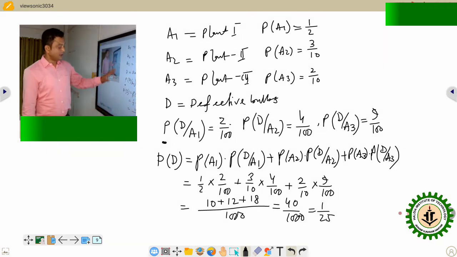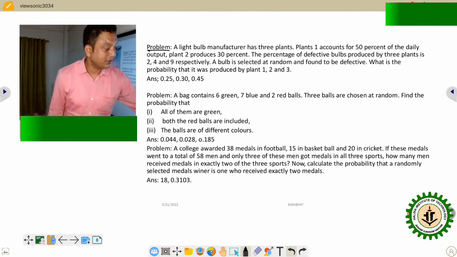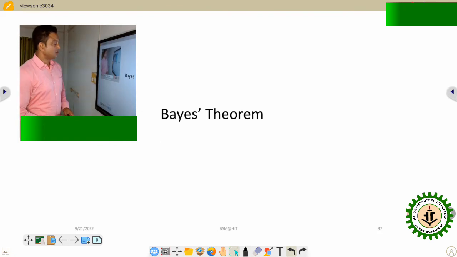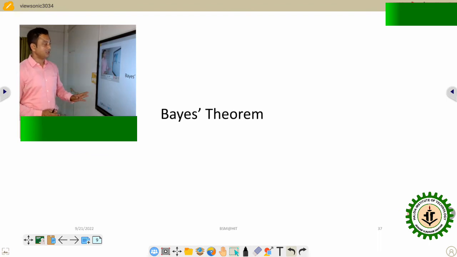Going back to the topic, the question was, what is the probability that it was produced by plant 1, 2 or 3? That's the case for Bayes theorem. So we'll discuss after this how we can find it. So we are starting Bayes theorem. As we discussed total probability last time, we discussed how to find the total probability of an unknown thing happening. In the second case we are finding the probability.